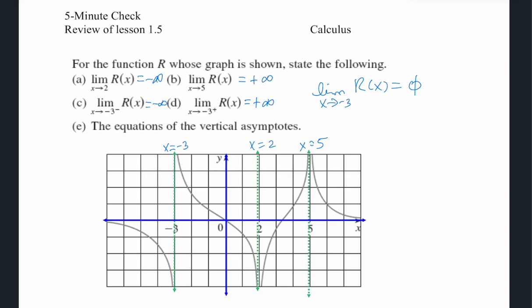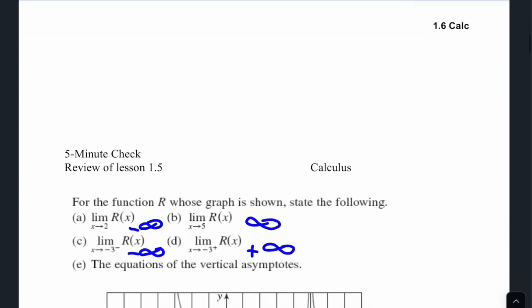And that's just the stuff we went over at the end of 1.5. Okay?